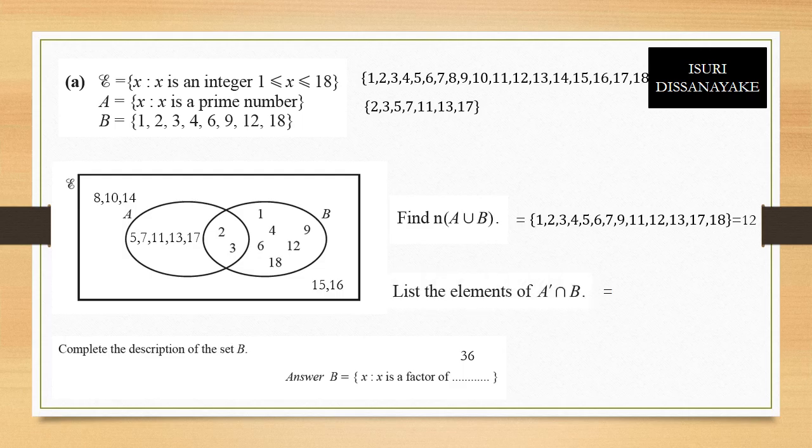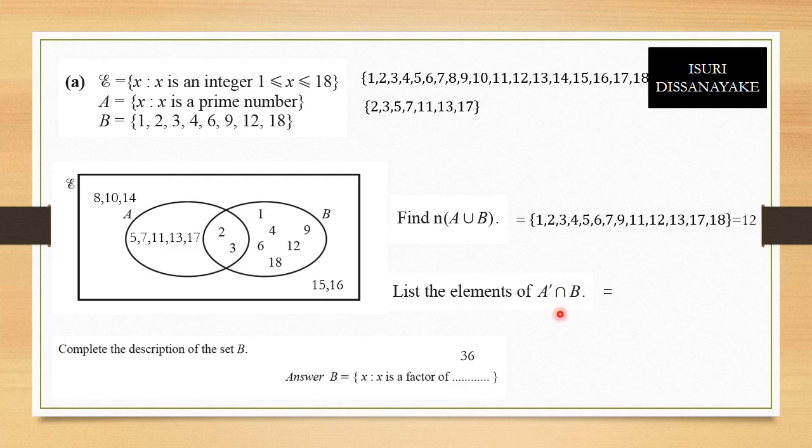Next question is, they want you to list down the elements of not A intersect with B. Firstly, we are going to find the elements which are not in A. So the elements not in A are 1, 4, 6, 9, 12, 18, 8, 10, 14, 15, 16. That refers to not in A. And what are the elements of B? Elements of B means this. So that is 1, 2, 3, 4, 6, 9, 12, 18. Intersection means common.